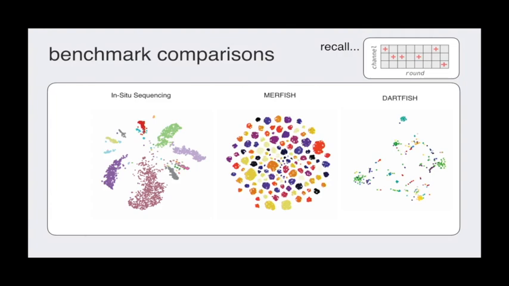And in MERFISH, for example, these pop out as nice Hamming spheres, which is how they designed their codebook a priori, such that a gene was expressed as a unit sphere in this high-dimensional space.